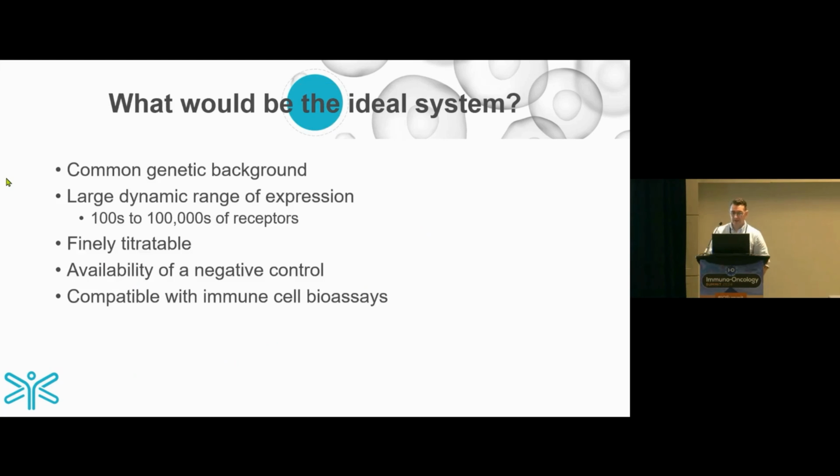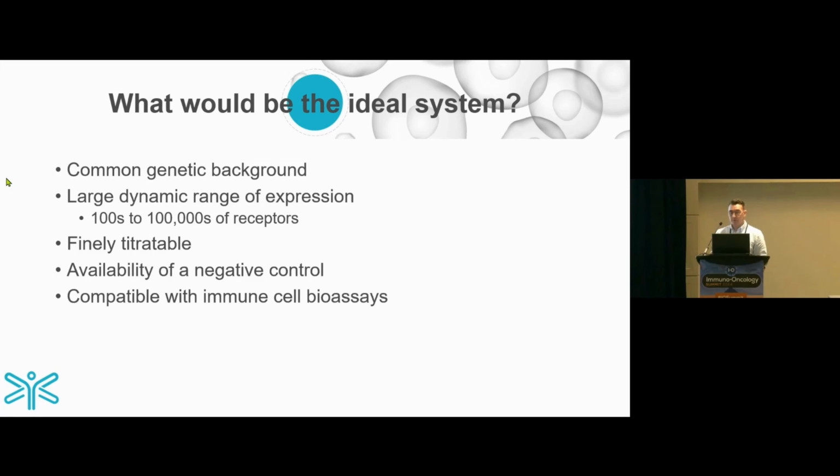So what would the ideal system look like? You would have a common genetic background, single cell. That ensures the absence of confounding factors from the heterogeneity of a panel of different cell populations. You should have a large dynamic range of expression. Okay, that would enable assessment of antigen abundance across a wide range of expression levels, from hundreds to hundreds of thousands of target antigen receptors. That should give you a more comprehensive analysis, and that should be finely titratable. That gives you a good control over the antigen expression, and that's crucial for helping you understand the impact of varying densities on your actual therapeutic efficacy.